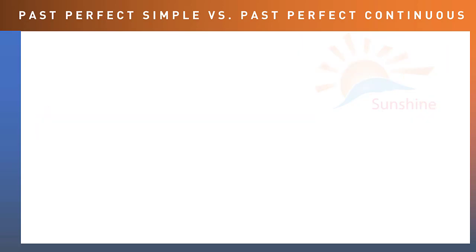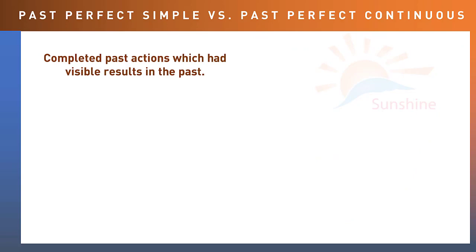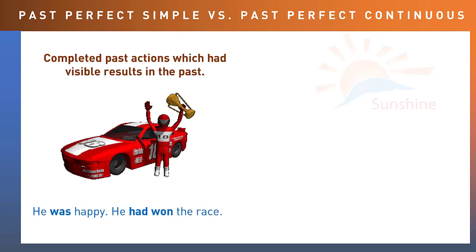Past perfect simple is used to talk about completed past actions which had visible results in the past. For example, he was happy. He had won the race.